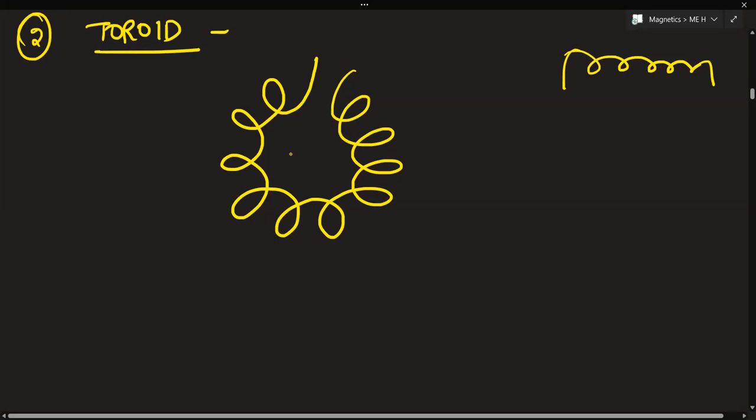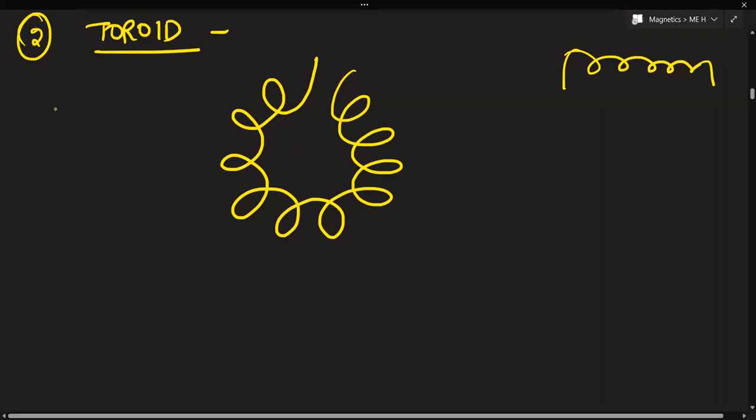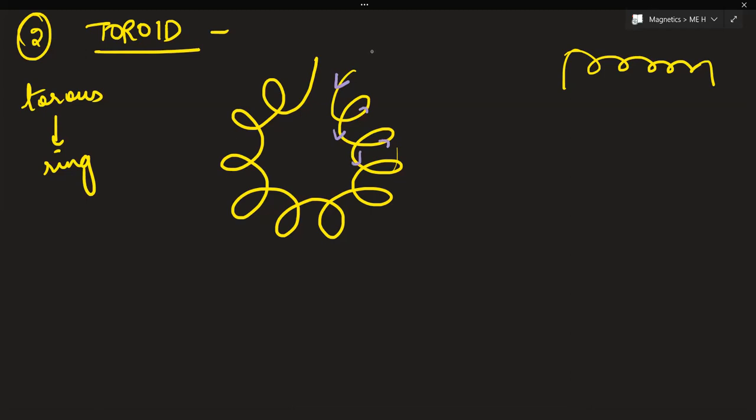That's the basic difference. A solenoid bent into the form of a closed ring is called a toroidal solenoid, also known as a toroid. Basically, the word torus means ring, so this is in the form of a ring. Similarly, here current will go in, then come out from here, then go in again, come out from here, and so on. The way it happened in the case of a solenoid will be the same.